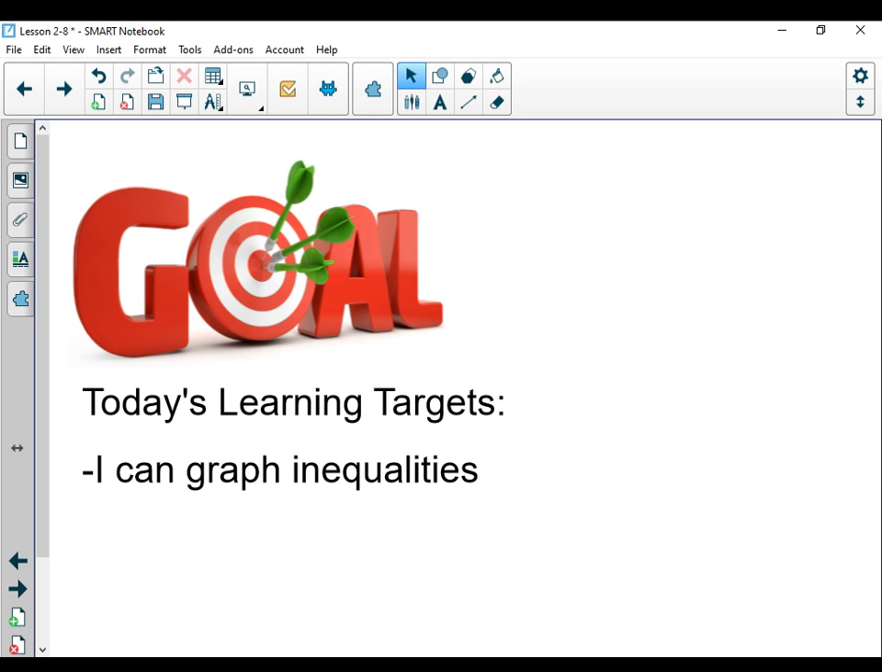Different from the past 4 days. Not an equation. Inequality. And notice the word graph. I think very few of you have done this before, so it would be a good idea to get out your notes and be ready to write and graph with me.